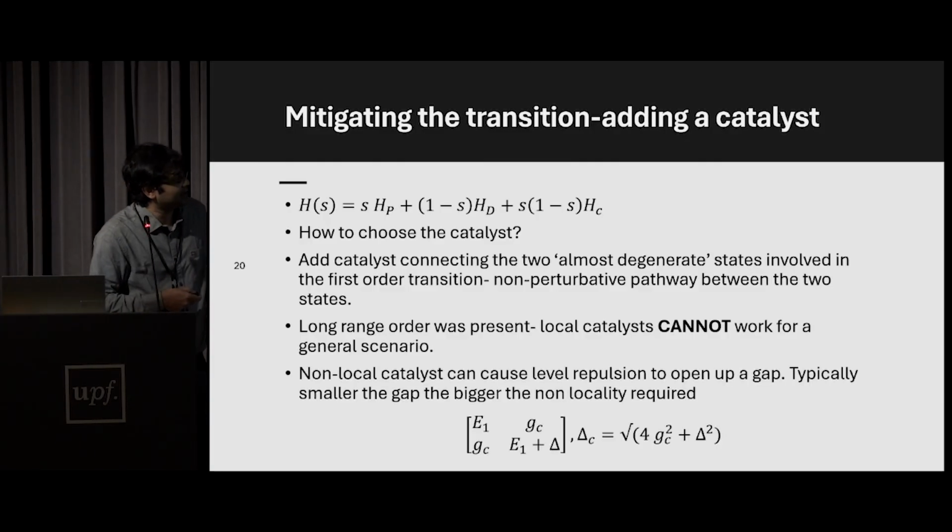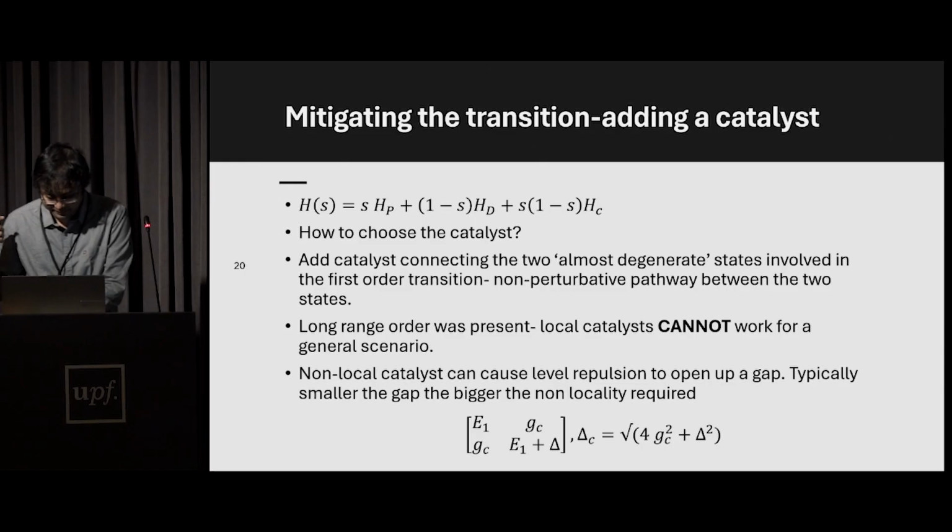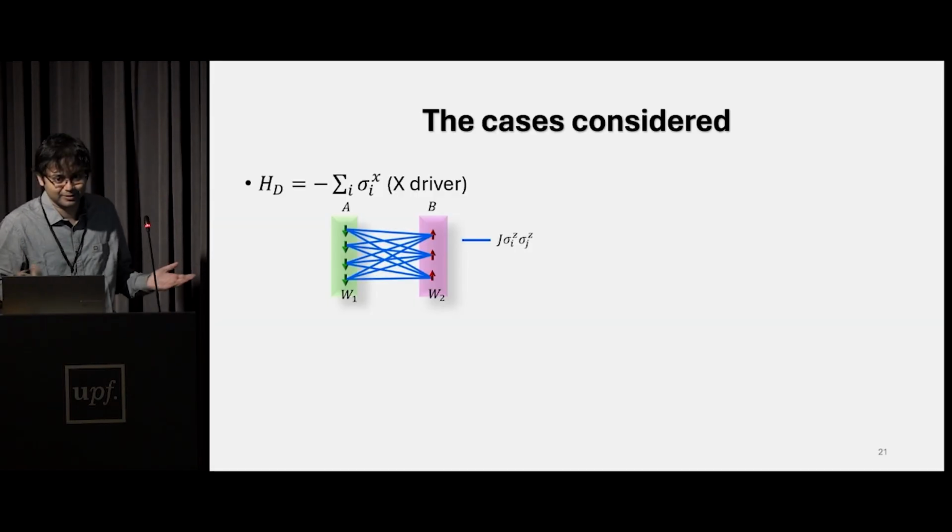So this non-local catalyst can cause level repulsion to open up a gap. Previously, if you remember the 2x2 matrix, I told you this off-diagonal was 0. But what I'm telling you is now if you add a direct coupling between them, then you're going to get an off-diagonal element here, which is proportional to the strength of the catalyst, and that is going to give you the gap. So that is a theorist solution: if you know the states, you connect them, you get a gap, direct tunneling. Great. And I'm going to show you that it works, just to be sure.